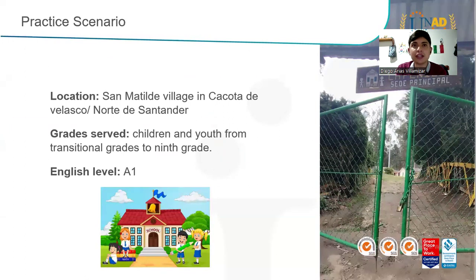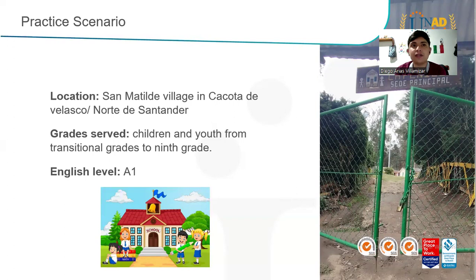This educational center serves children, teenagers, and people from the lowest strata of society, offering education from transition grade to ninth grade of secondary, with a school day that only takes place in the morning, all in the morning.